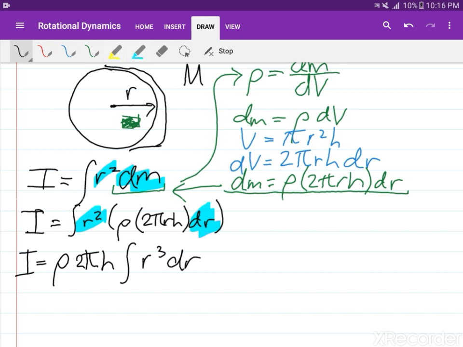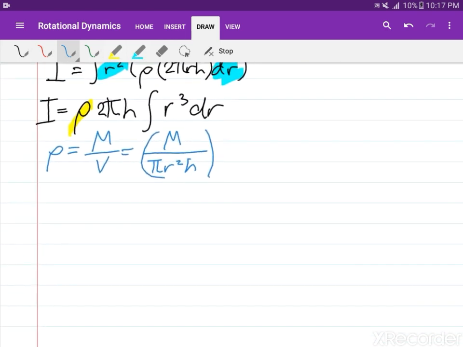Before we perform our integration, let's see what rho is here. Rho is defined as the total mass over the total volume of our cylinder. Our total mass is just M, and the total volume is pi r squared h. So we substitute this rho into our moment of inertia.